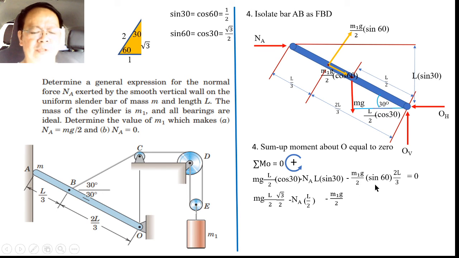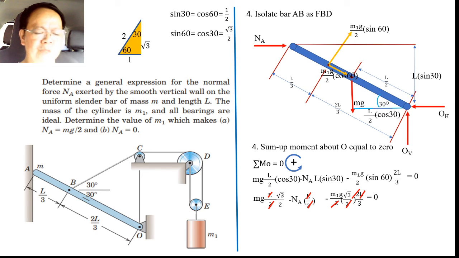m1g over 2 sine of 60, and sine of 60 is also equal to the square root of 3 over 2, multiplied by the moment arm of 2L over 3, and that must be equal to 0. Now, looking at the equation, you will notice that L will cancel each other. Similarly, these twos will also cancel, and the denominator 2 can also cancel each other.